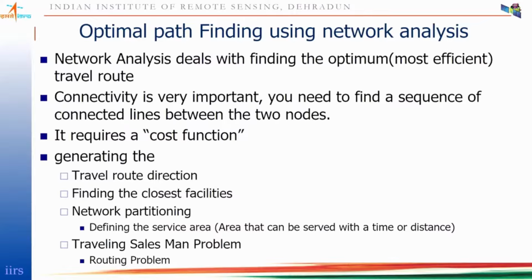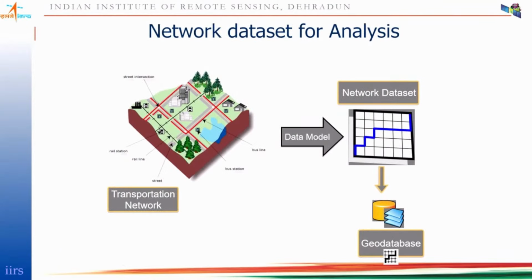So those kinds of cost functions can be defined on top of that, and these basically help to solve a lot of problems related to network partitioning, the traveling salesman problem, and so on. Those kinds of problems fall under that category.